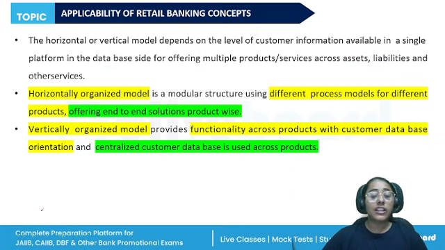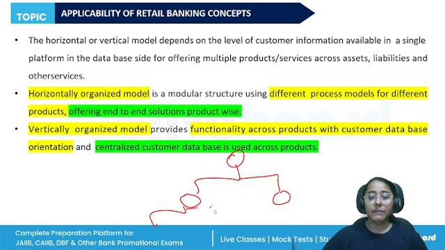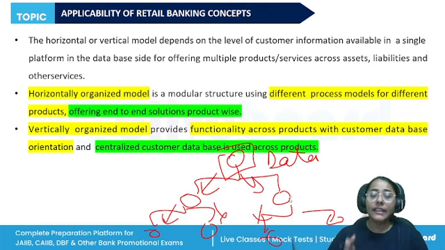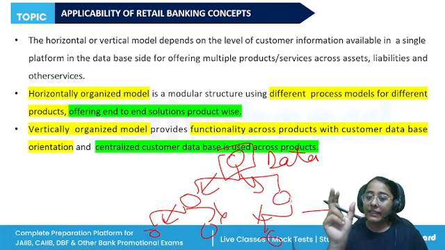So if we look at the structure of the vertical model, it is somewhat like this. There is someone at the top, then there are people under them, then there are people under these people, like this. Similarly, one product information database is created and it is disseminated. Information is disseminated across all the products. So we will not create a separate database for asset, separate database for liability. No. A common information is there that will be used across the products. This is the differentiation between the two.